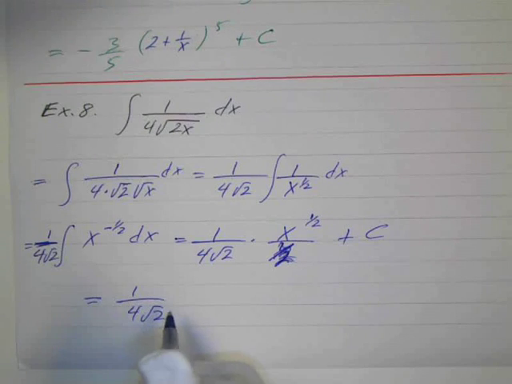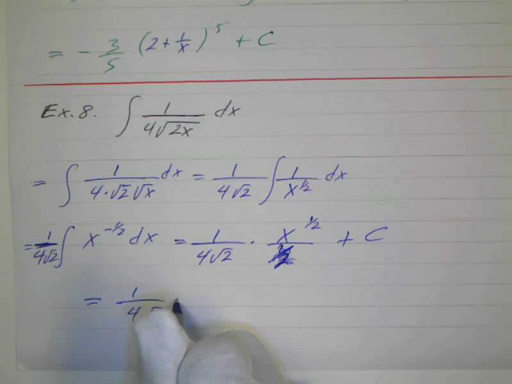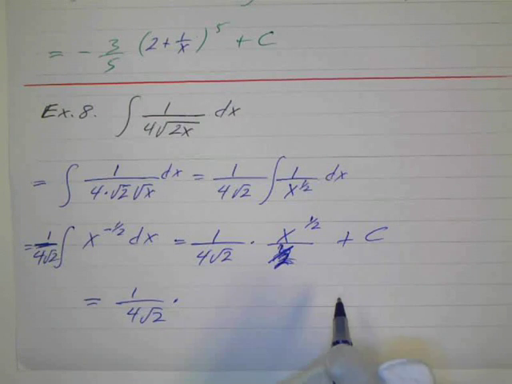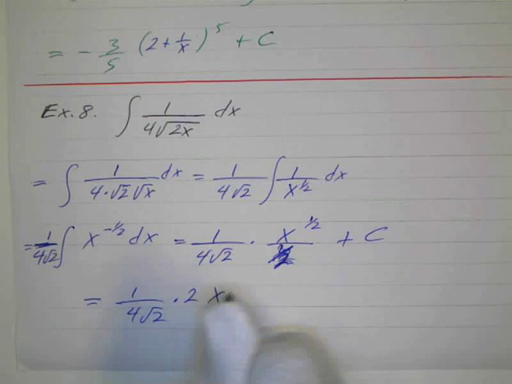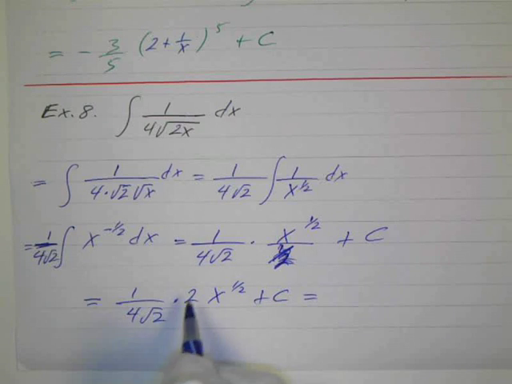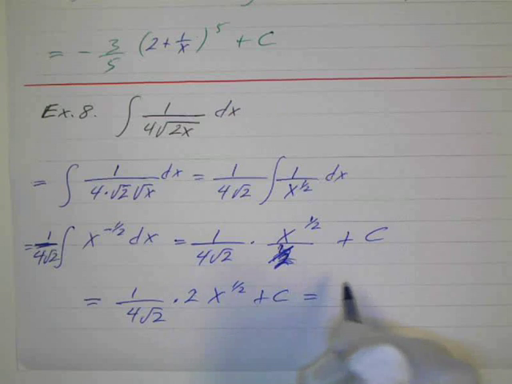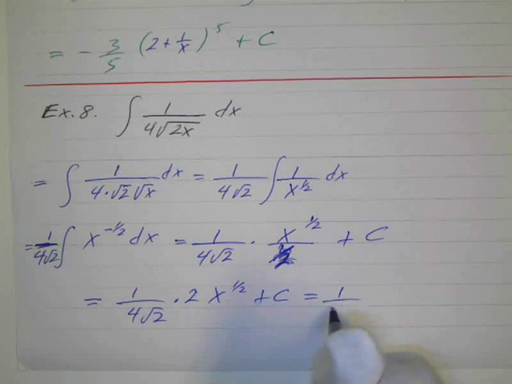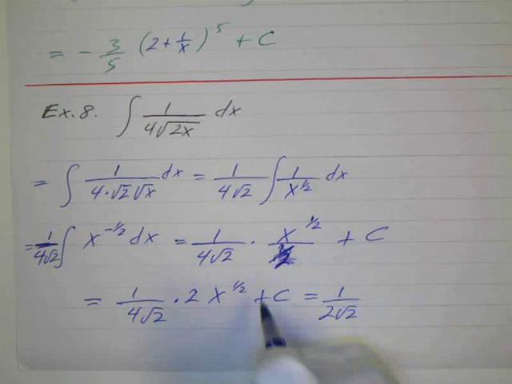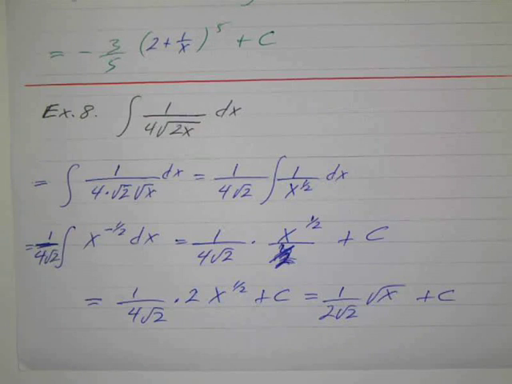square root of 2, and then times, and then we just put this up on top. So if you divide by 1/2, you multiply by 2. So 2 times x to the 1/2 plus c. And then 2 over 4 simplifies to be 1 over 2. So we have 1 over 2 times the square root of 2. And x to the 1/2 is the same thing as the square root of x plus c. So that's what you got.